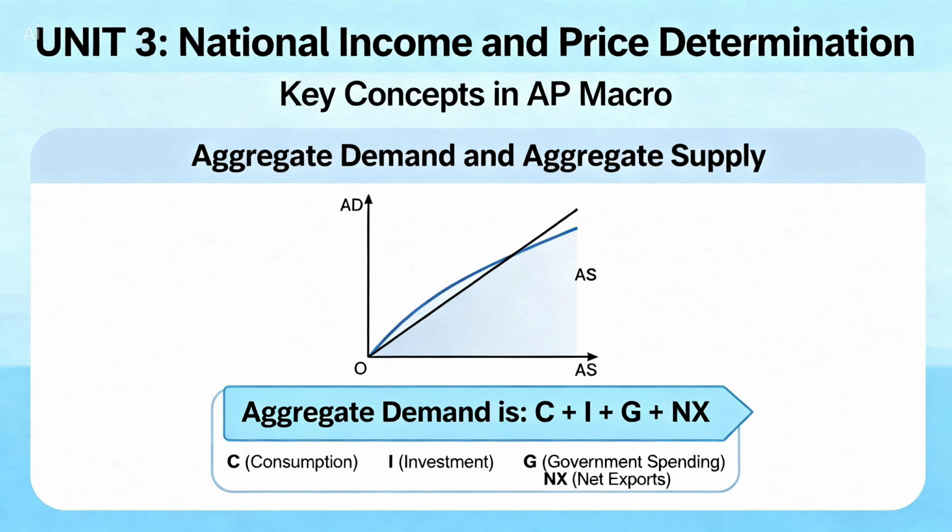Then, Unit 3, National Income and Price Determination. This is one of the biggest units of AP Macro, and one that I saw the most questions on. You need to absolutely understand aggregate demand and aggregate supply. Aggregate demand is C plus I plus G plus NX, which I'll get into later.